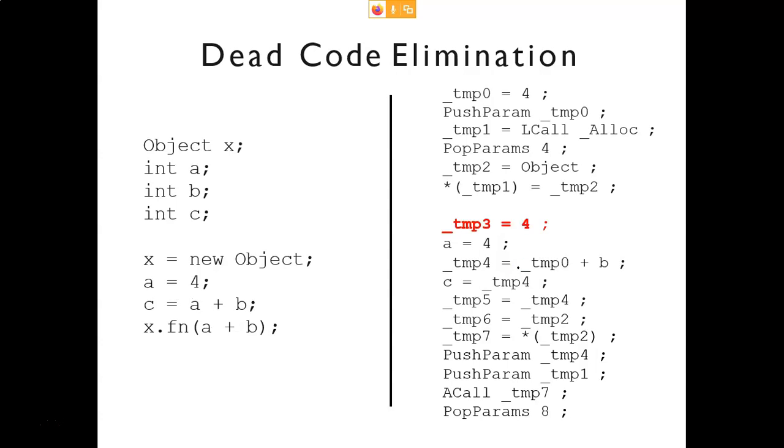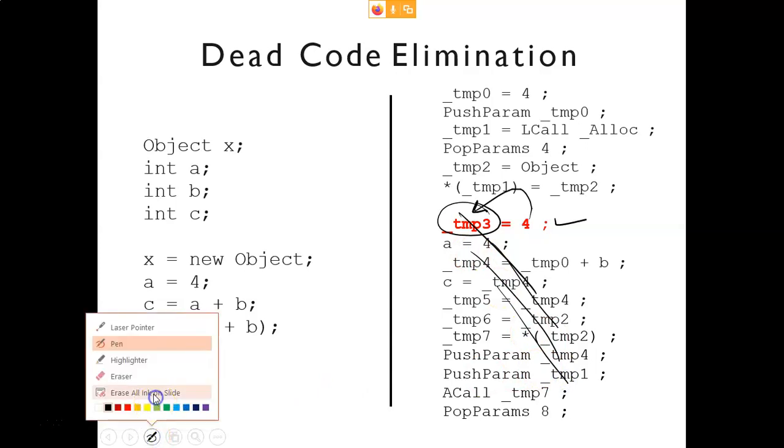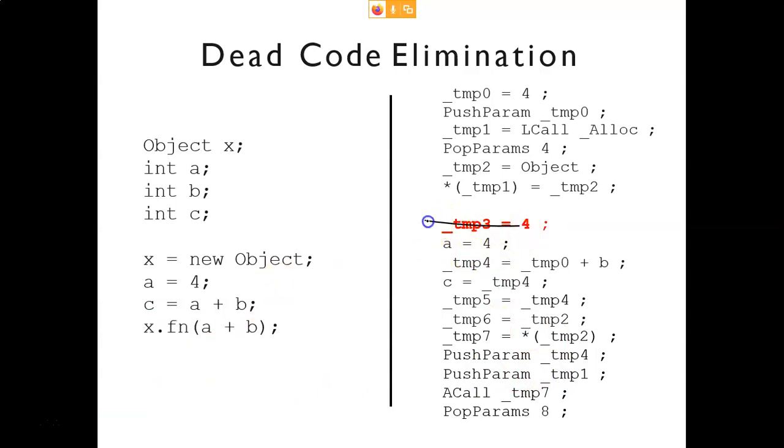Similarly here you can see temp3. We are assigning the value 4 to temp3, and after this statement we are not using temp3 anywhere. This definition is not used anywhere, so we can eliminate this also.